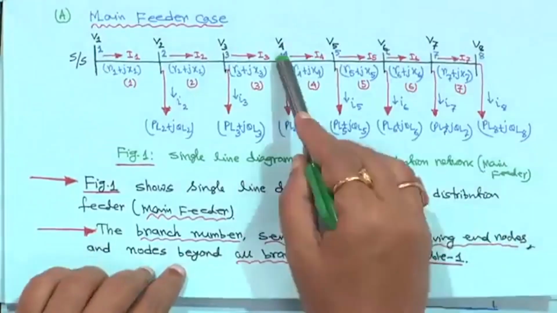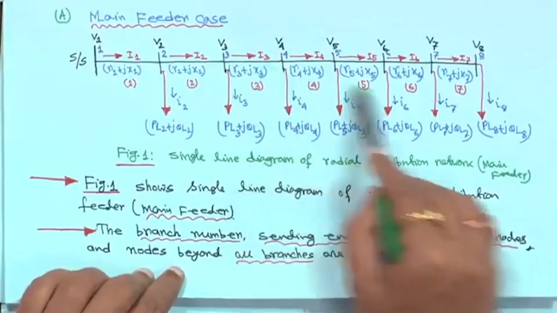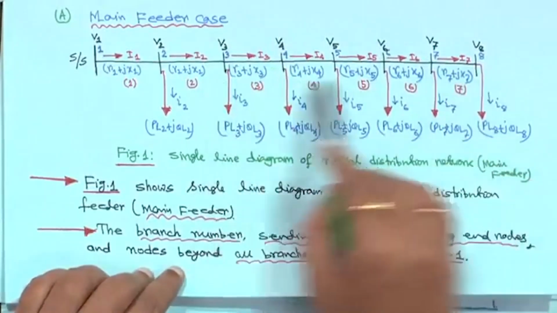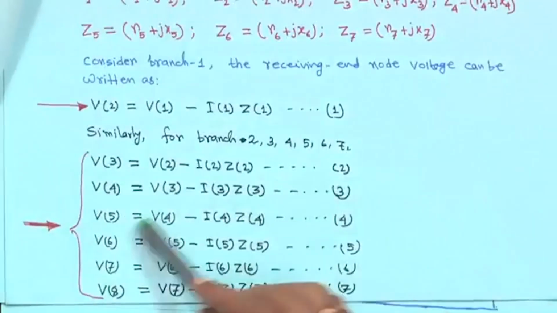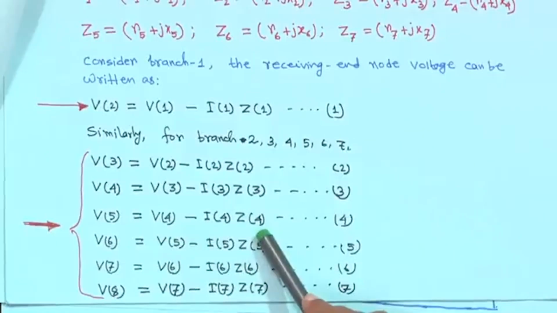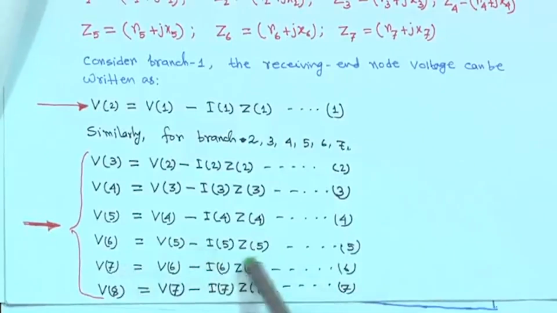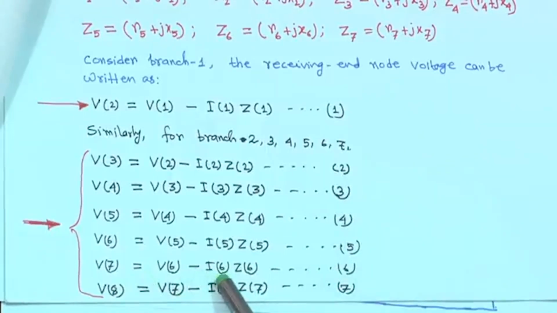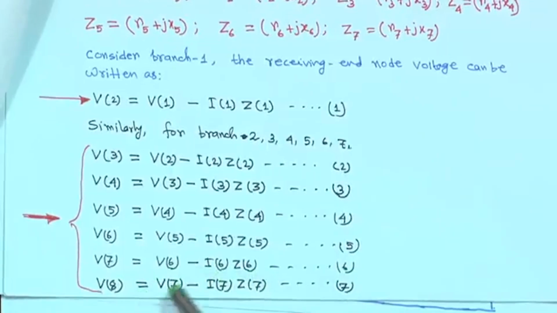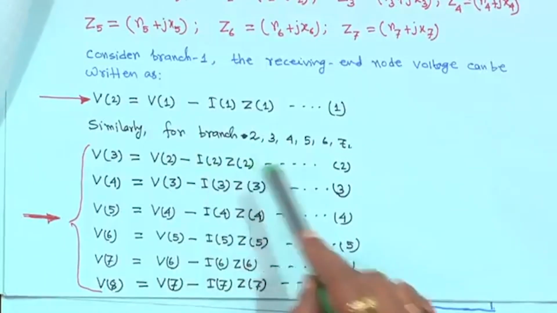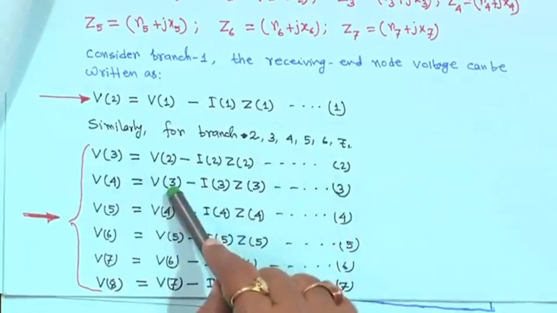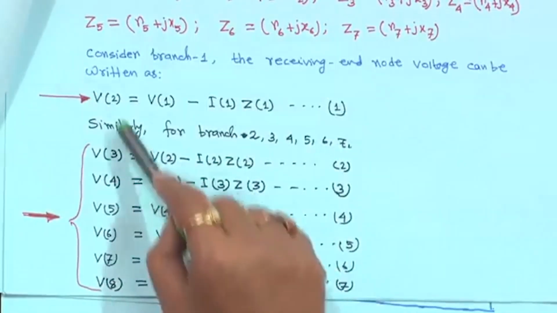Similarly, V4 will be V3 minus I3 Z3 and so on, because this is a main feeder with a recursive type of relationship. V5 is equal to V4 minus I4 Z4, V6 is equal to V5 minus I5 Z5, V7 is equal to V6 minus I6 Z6, and V8 is equal to V7 minus I7 Z7. Once V2 is computed, substitute here and V3 is evaluated, because these are known. When V3 is computed, V4 will be computed and so on.